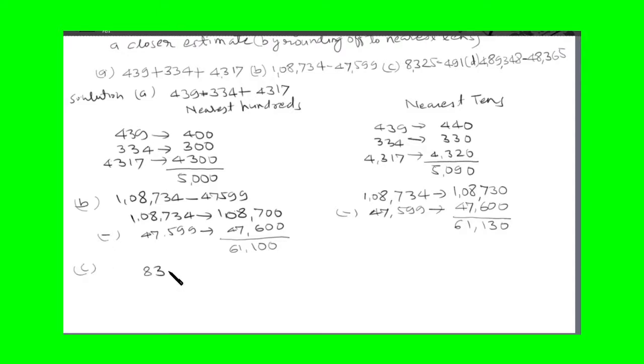Part C, 8,325 minus 491. So 8,325 becomes 8,300, as 325 is more close to 300 and not to 400. 491 is close to 500. So on subtraction we get 7,800.